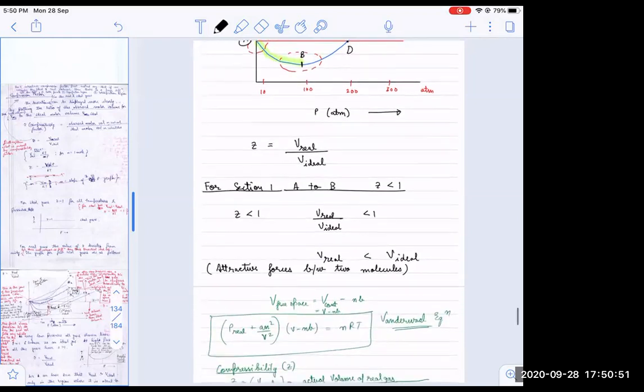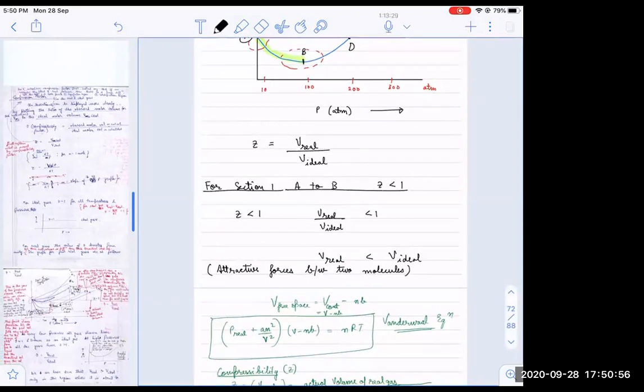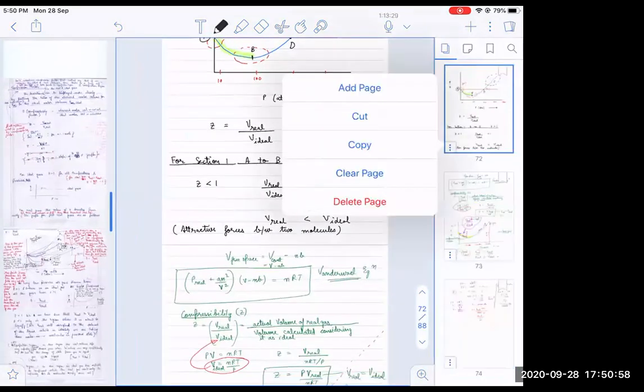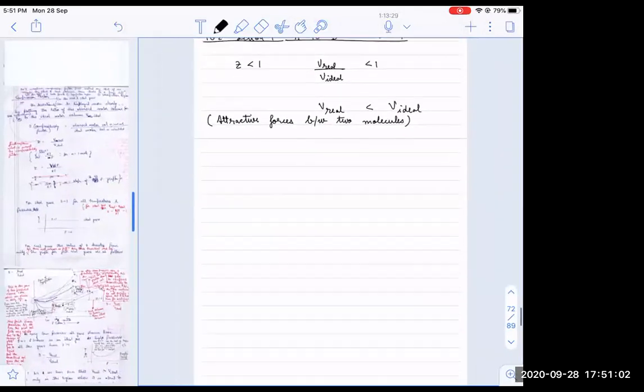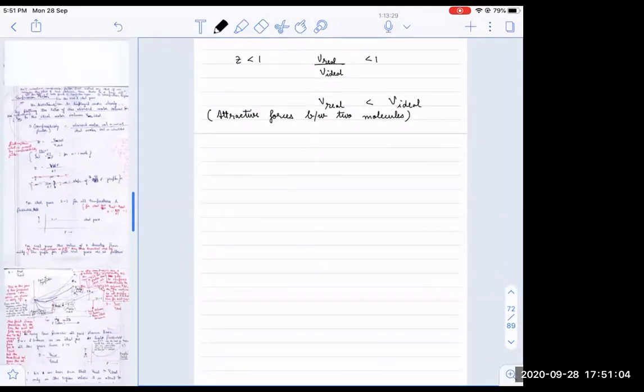So what is going on in the second section of B to C? In that section, the denominator is continuously decreasing. Section 2, which is B to C, Z is continuously rising. Okay. Why is it continuously rising?